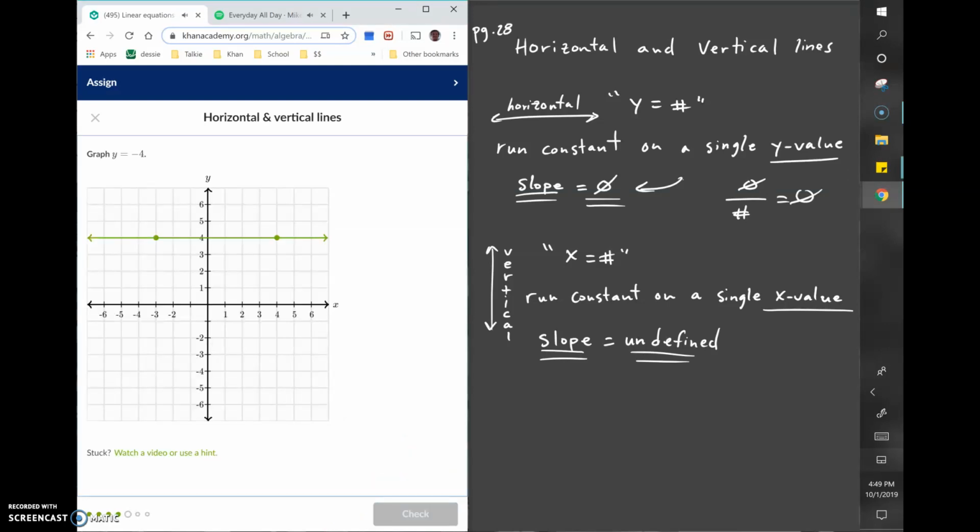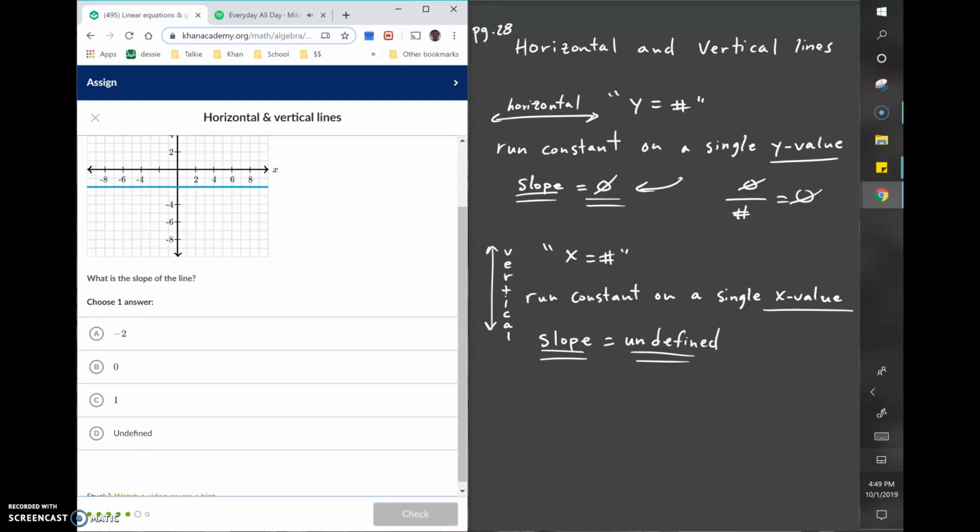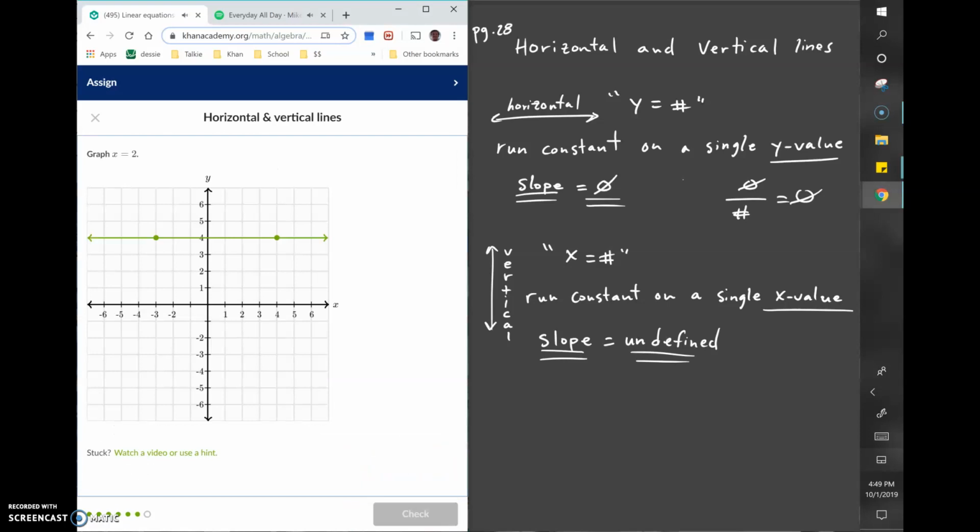Graph y equals -4. We know that y equals -4 is a horizontal line, so we just want that horizontal line to run on the y value that it's telling us, which is -4. Okay, here we have the slope of a horizontal line. We've already answered this. The slope of a horizontal line would be 0. It's got no rise, 0 rise.